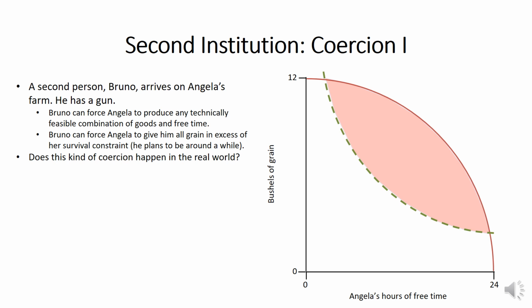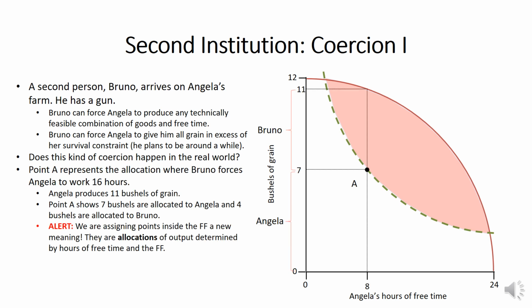And so this is an institution that has some resemblance to slavery, where slaves are only allowed a subsistence amount of food, and all of the surplus that they produce is expropriated from them. There also are examples of this in the early 20th century in communist regimes of various sorts. So we can imagine that, say, initially Bruno says, well, Angela, you need to work for 16 hours a day and only have 8 hours of free time.